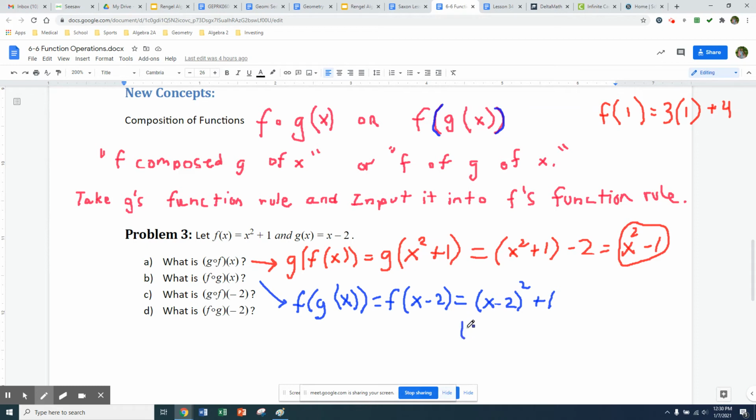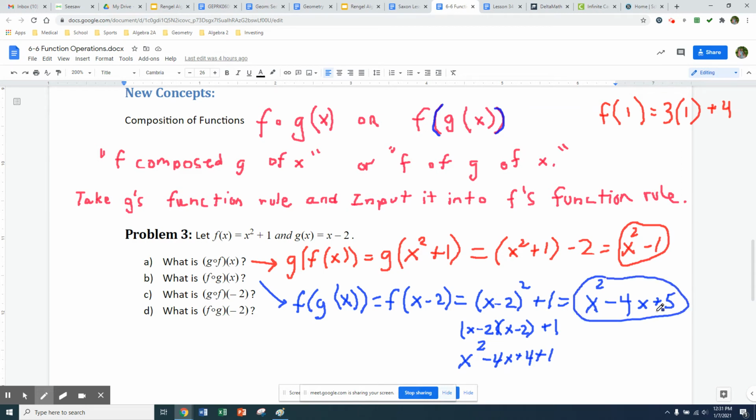X minus 2 squared is actually a FOIL problem, so we have to do x minus 2 times x minus 2. You will see that again today. Plus 1. We'll do our FOIL: x squared minus 4x plus 4 plus 1. And our final answer, when we simplify and clean everything up, is x squared minus 4x. Then the 4 and the 1 are the only things I can combine together, which gives me plus 5. And there would be my composition of functions f of g of x.